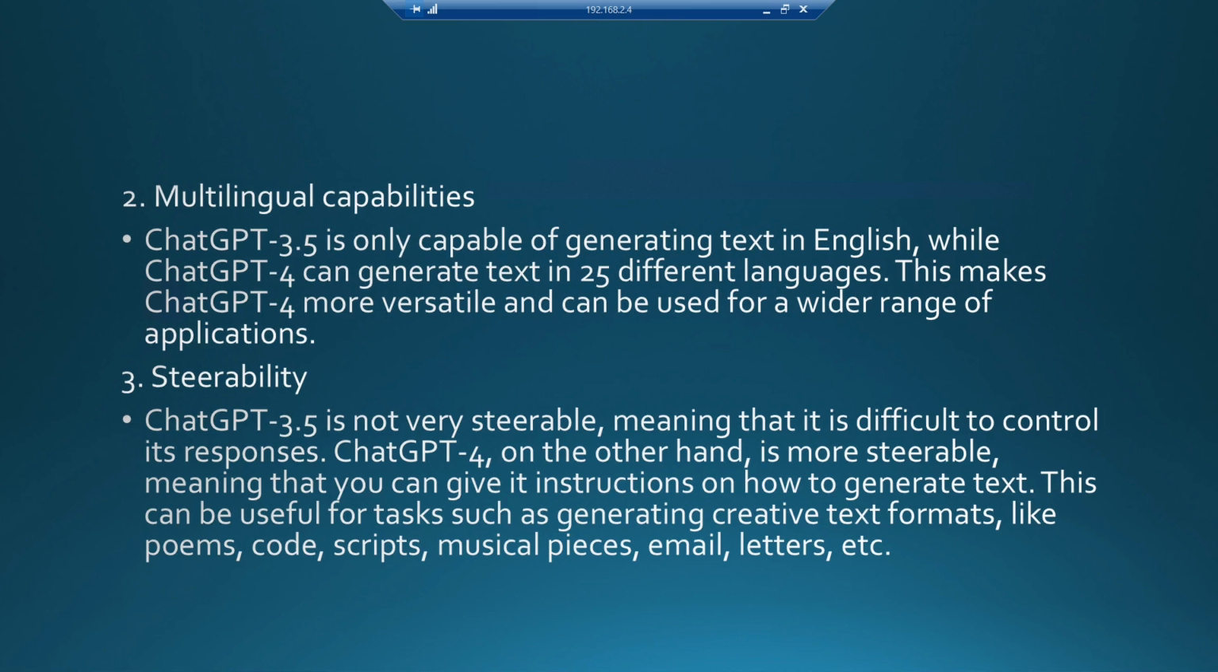You can also generate emails, nice emails as well, and you can also generate letters. So there are many other things. These are some key things that we can get using ChatGPT 4. It is much better than the ChatGPT 3.5 version. So let's go to the next point.